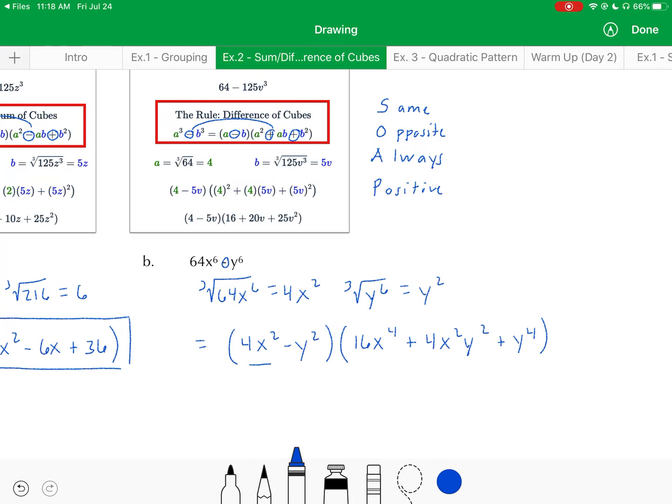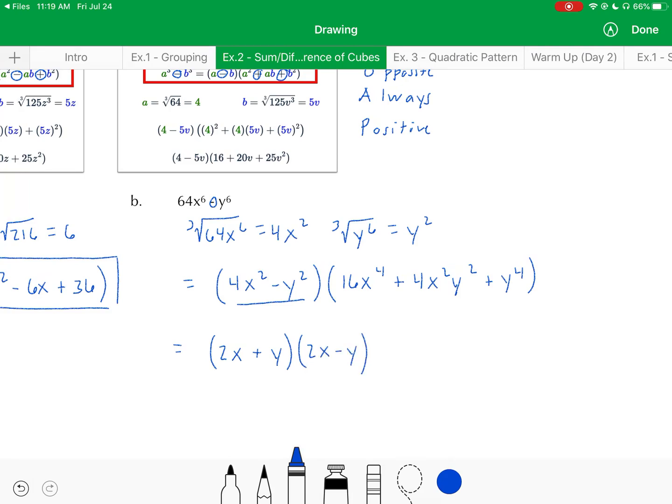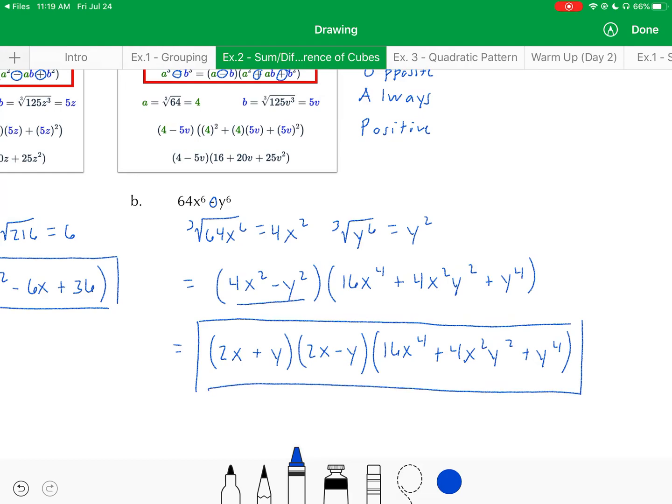what we now want to notice is that 4x squared minus y squared, that is a difference of perfect squares. Okay. And again, those factor to conjugate pairs. So that's going to become 2x y times 2x minus y. And then you can just carry down the trinomial. Okay. There's our complete factorization.